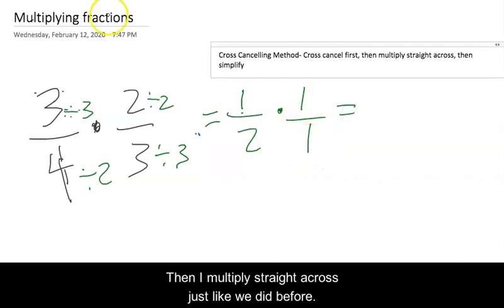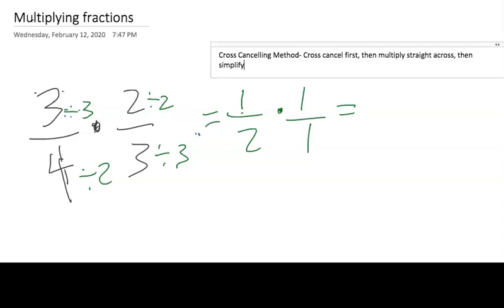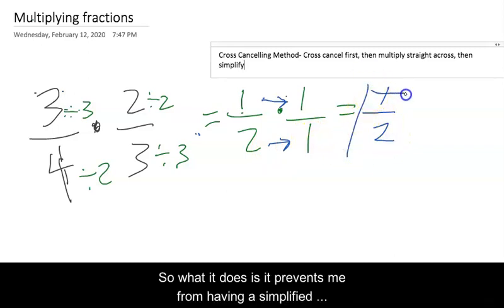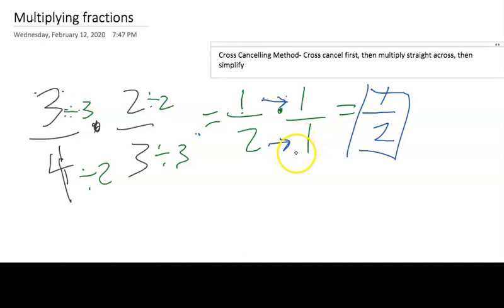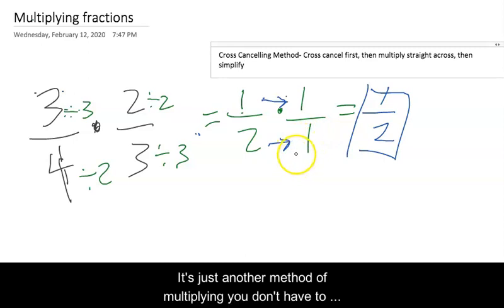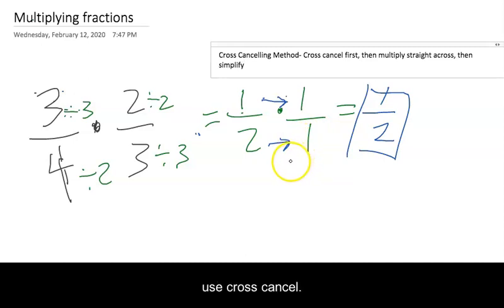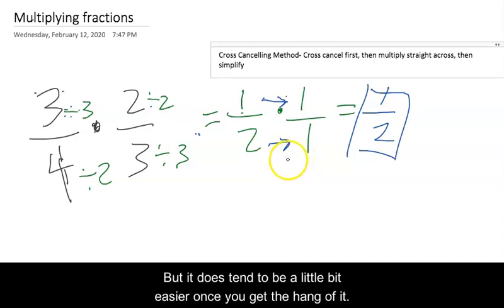Then I multiply straight across, just like we did before. Straight across. So 1 times 1 is 1. 2 times 1 is 2. So what it does is it prevents me from having to simplify too much in the end. It's just another method of multiplying. You don't have to use cross-canceling, but it does tend to be a little bit easier once you get the hang of it.